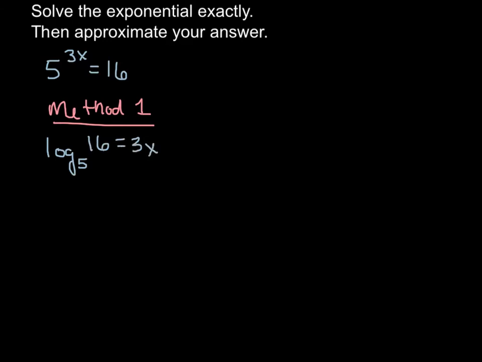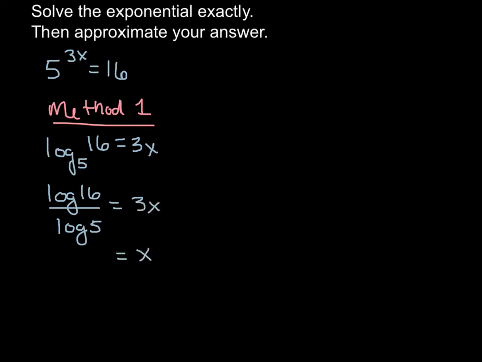How do we evaluate log base 5 of 16? Well, for that, we're going to use the change of base formula. Remember, the change of base formula says if we have log base 5 of 16, we can rewrite that as log of 16 over log of 5. Remember, if there's no base written, it's base 10. So these are both base 10, which is something we can plug in the calculator. And that equals 3x. And now we just have to solve for x.